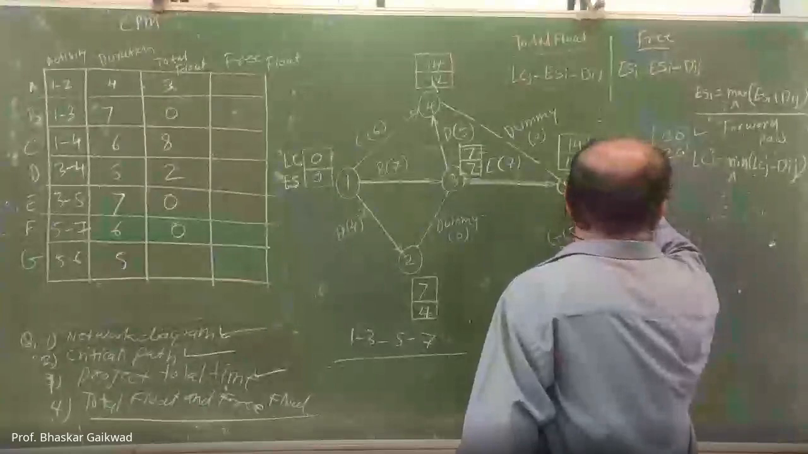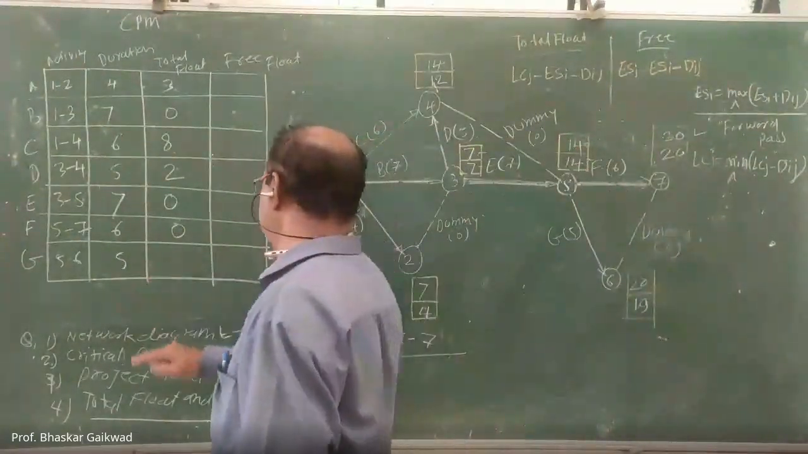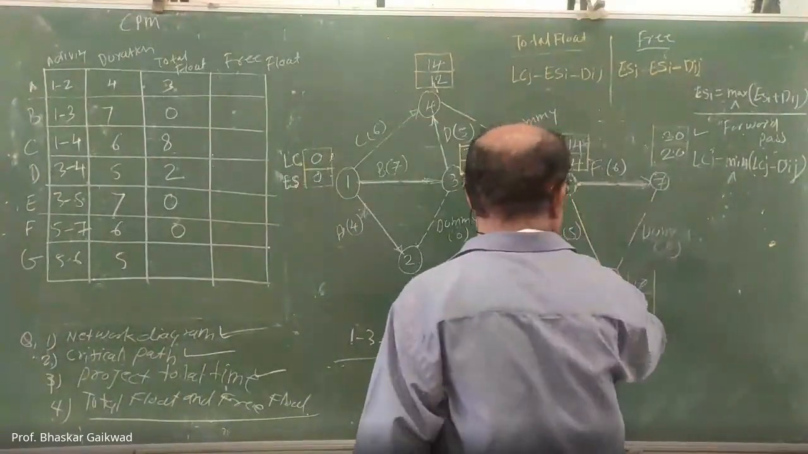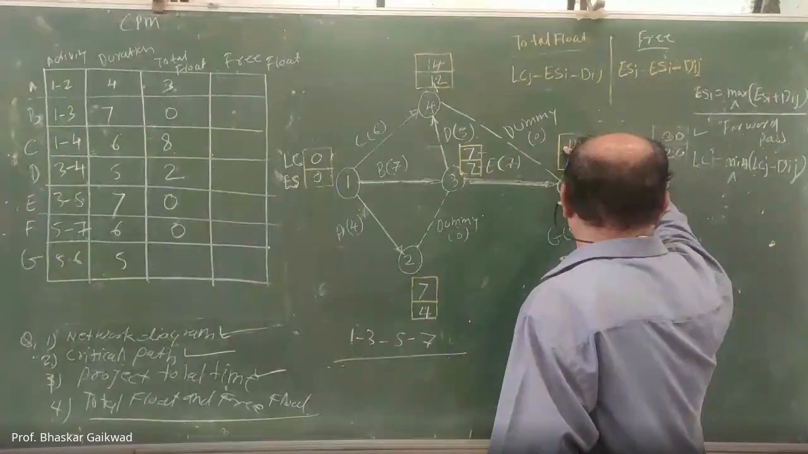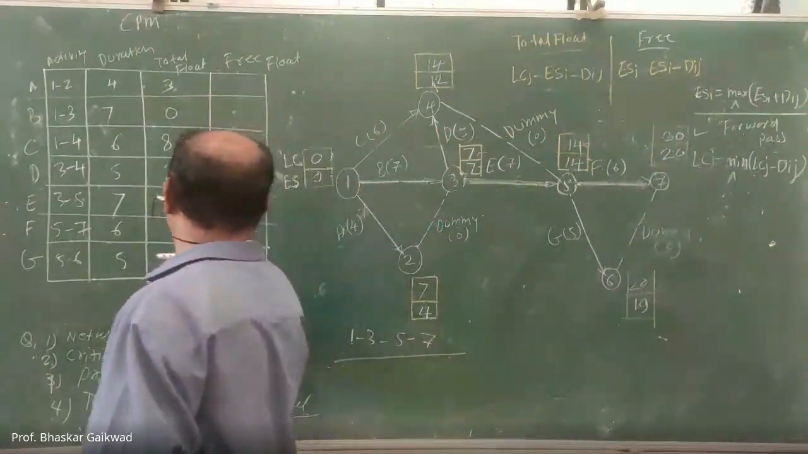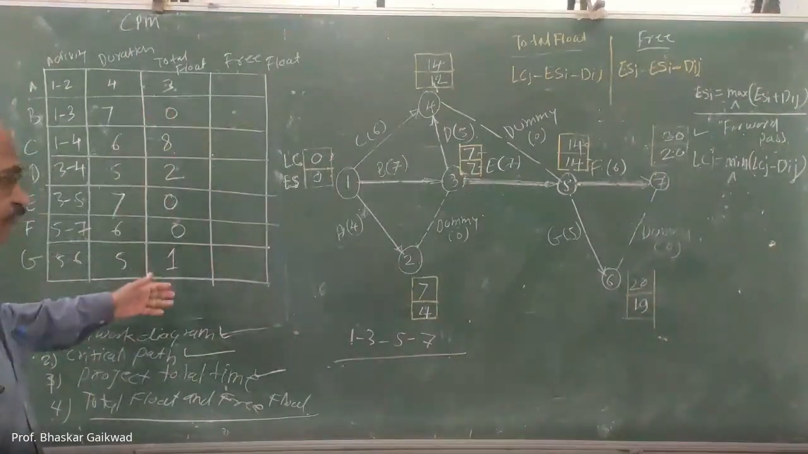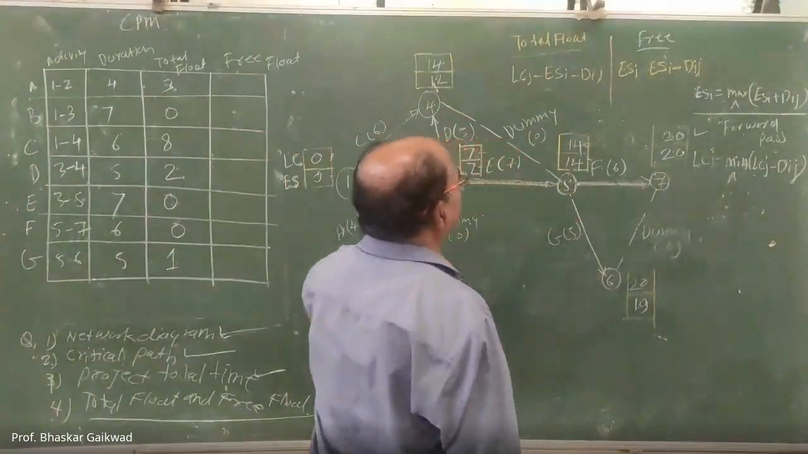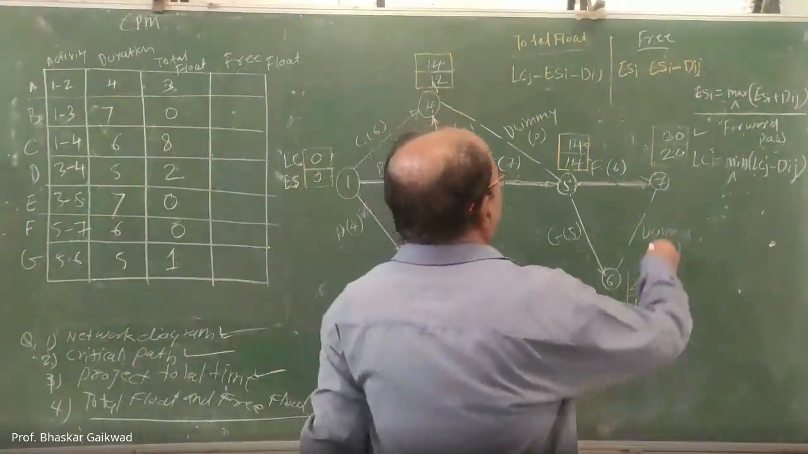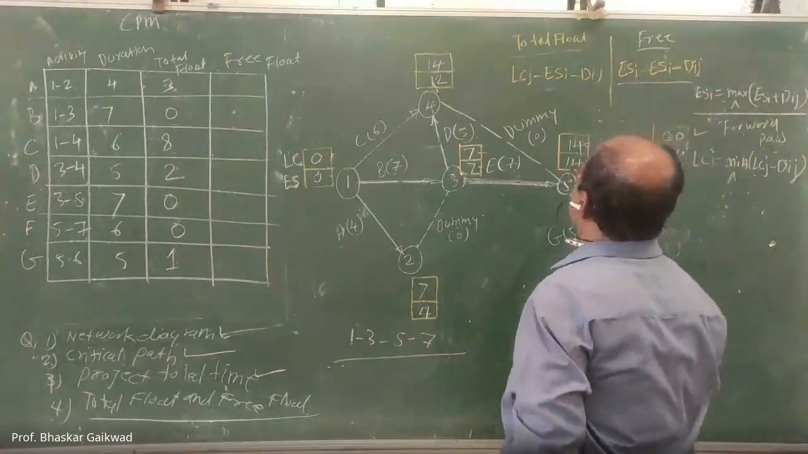20 minus 14 is 6, minus duration 5, here it is 1. There is 1. So this is the total slope. We have to calculate by using this. Now free float: ESJ minus ES minus duration.